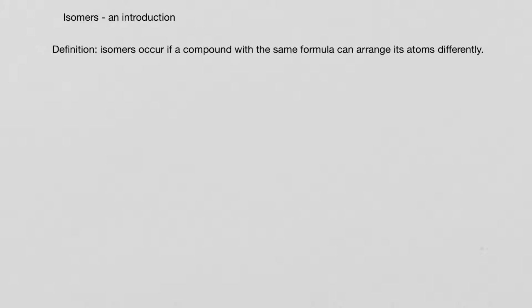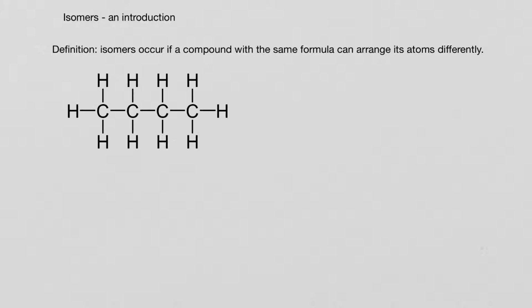Right, we're going to have a look at isomers, a brief introduction. And here's the definition of an isomer. So it can be formed if a compound with the same formula can arrange its atoms differently. It doesn't necessarily make a lot of sense at the moment, so let's have a look at some examples. And the best examples to look at are carbon compounds.